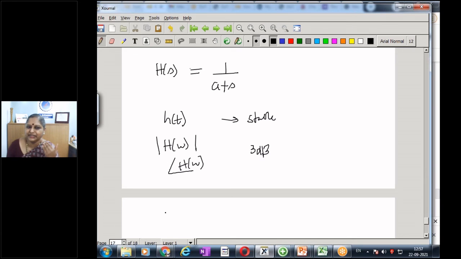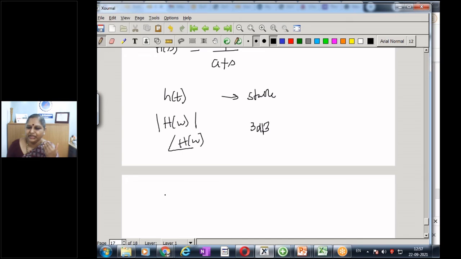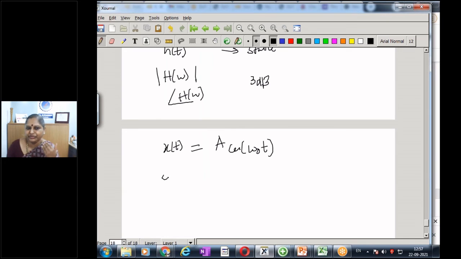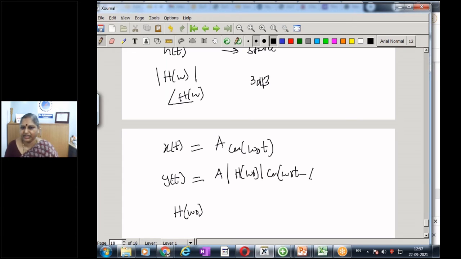Finally, how do we apply the theory? We are applying the theory and giving my input. I'm giving my input x(t) as, say, A cos(omega naught t), and then how do I get the output? All that I have to do is y(t). I first compute H(omega) at omega naught, and then I multiply A by the magnitude of H(omega naught), times cos(omega naught t), and there is going to be a phase delay. And how much is the delay? It is the phase of H(omega naught).